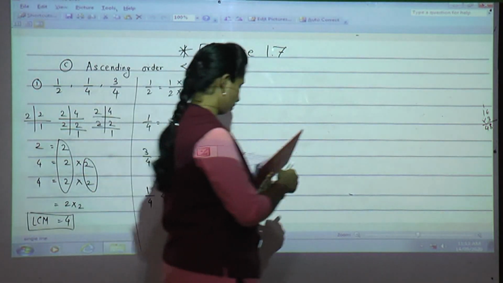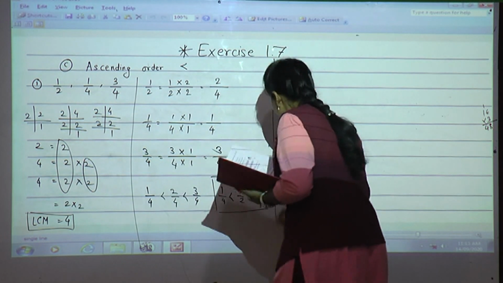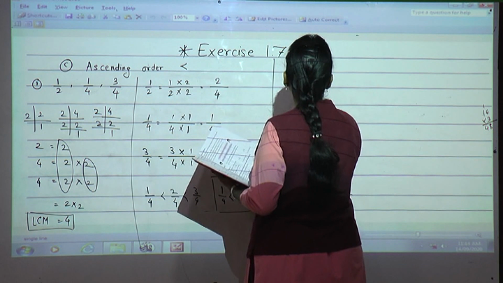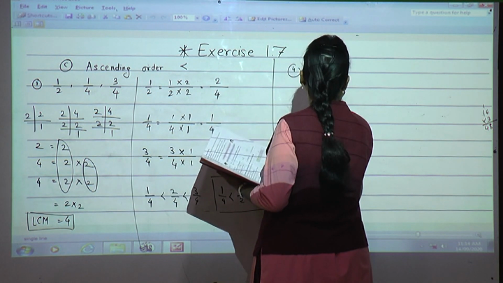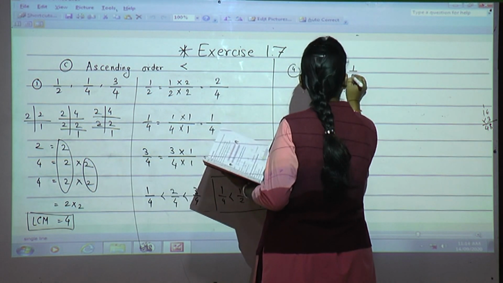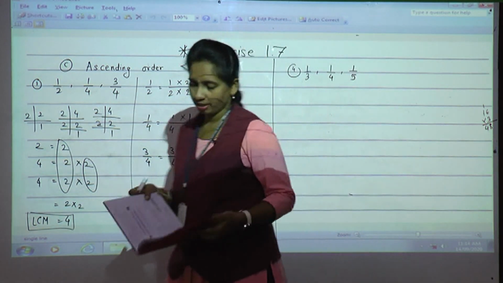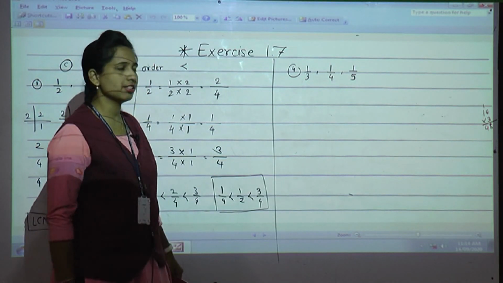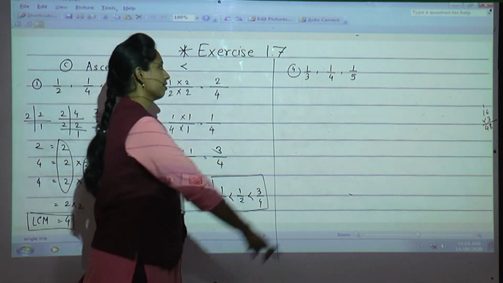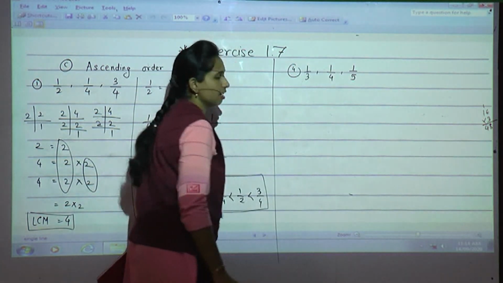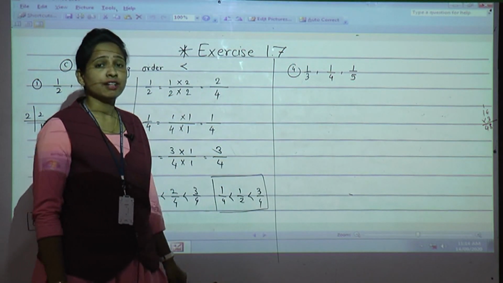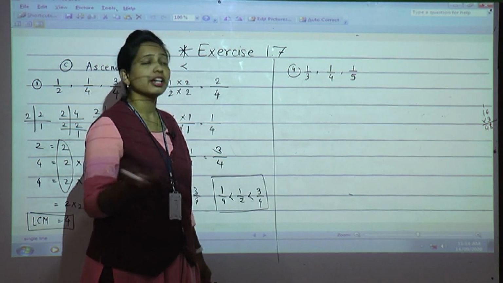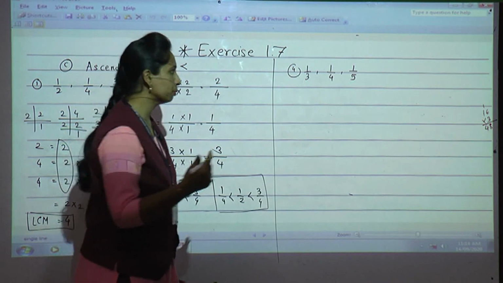Now I will solve the fourth one for you. See the fourth one: 1 upon 3, 1 upon 4, 1 upon 5. See, now the denominators are different, but can you observe what is the same? The numerators are the same, isn't it? Here I would like to tell you that whenever you are arranging fractions in ascending order, you need to see if the numerators are the same.